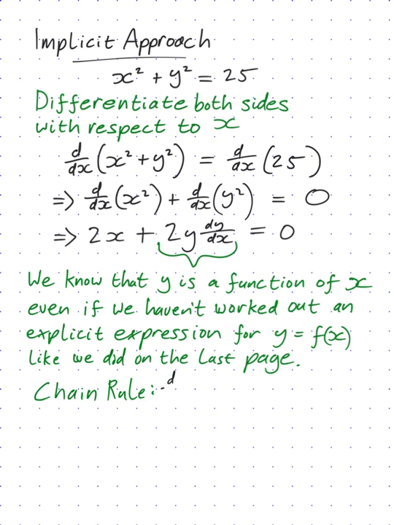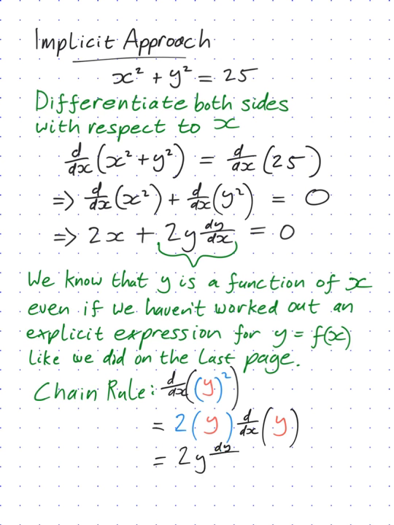To calculate the derivative of y squared with respect to x using the chain rule, our outer function u is v squared, and the inner function v is just y. So by the chain rule, we get du/dv is 2 times v, or 2 times y here, times dv/dx, which is just the derivative of y with respect to x. Putting that together, we get 2y times dy/dx.